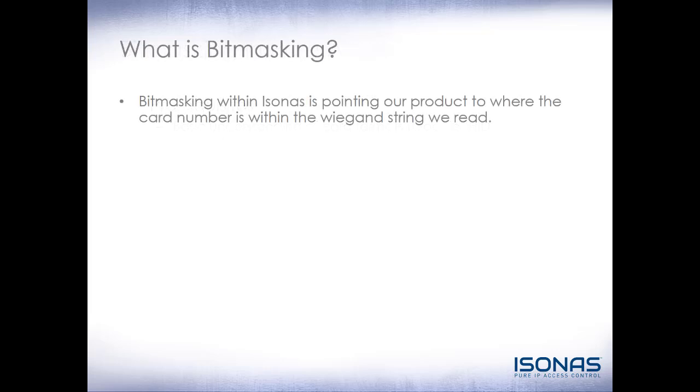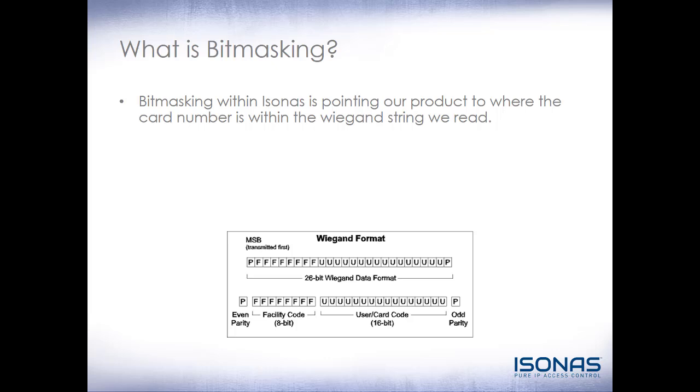So what is bitmasking? Bitmasking within Isonas is pointing our product to where the card number is within the Wiegand string that we read. When a card is read, there is more data than just the card number, facility code, parity bits, etc. For example, we look at this 26-bit Wiegand format. It has parity bits at the front and the back, and then it has a facility code, and then finally the card code. This is the hot stamp number that's on the card.